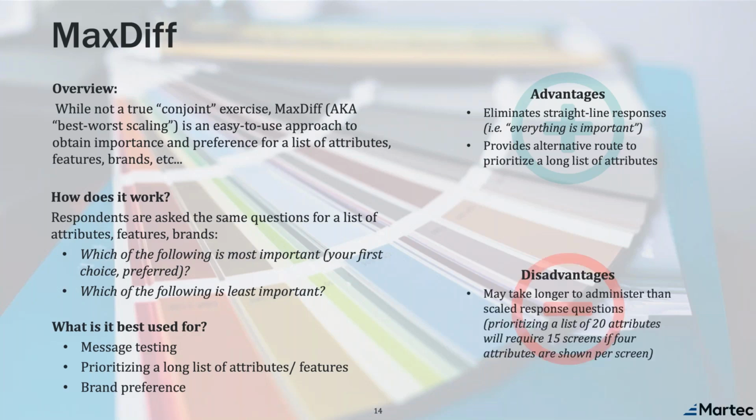From a disadvantage standpoint, it may take longer to administer than scaled response questions. If we have a list of 20 attributes and they're providing a 1 to 7 rating for each of those attributes, you can go relatively quickly, whereas that same list of 20 attributes will require about 15 different screens if we show 4 attributes per screen.